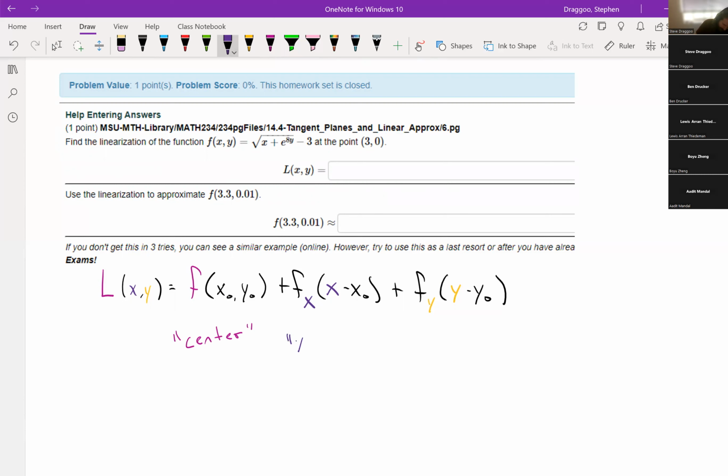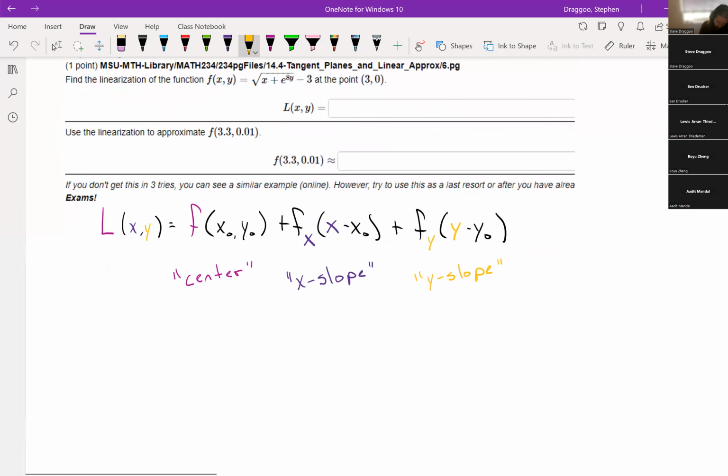And then we're going to have an x slope term, which means that we're going to need an x partial derivative, because that's what will give us the x slope. And if we have an x slope, we should also have a y slope, which is what the other piece is. So in the end, our linearization is made up of some sort of center point, which is where our plane is tangent. And then we're going to add in an x slope term, and we're going to add in a y slope term. So we'll need an x partial and a y partial to make this linearization make sense. So let's get that process underway.